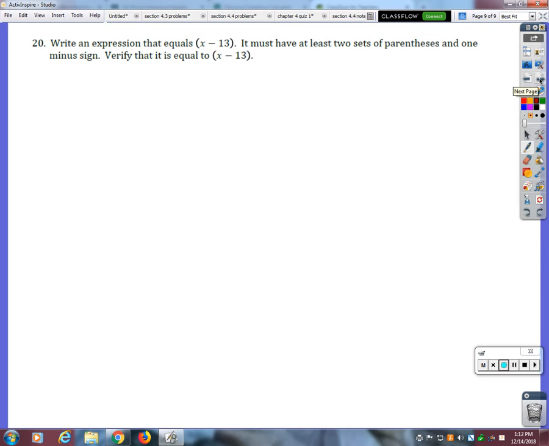Okay, and then number 20, anybody want to give this one a try? Write an expression that equals x minus 13. I'll do it. Okay, you got it? What you got? What's that? But it says it must have at least 2 sets of parentheses and 1 minus sign. So I have 2 parentheses and a minus sign in there.